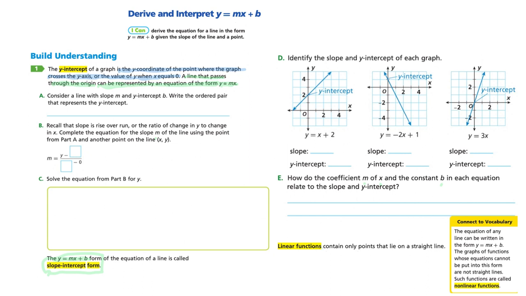And then here they tell you linear functions contain only points that lie on a straight line. And then here's from before, nonlinear functions. This is from a previous lesson, but I brought these back in to just help remind you of this. So here they talk about nonlinear functions as well. The equation of any line can be written in the form y equals mx plus b. The graphs of the functions whose equations cannot be put into this form are not straight lines. Such functions are called nonlinear functions. So that's just helpful, hopefully, to review that vocabulary.